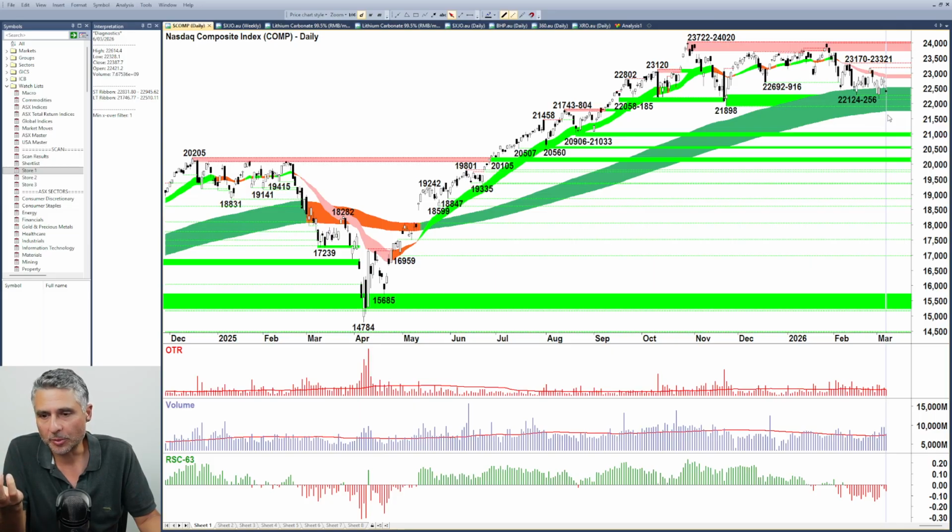We don't want to see it close beneath the long-term, did I say downtrend ribbon? Oh, that's a bit of a faux pas. Hopefully it doesn't come to fruition. The long-term uptrend ribbon, we don't want to see it close beneath there. Obviously we don't want to see that contract enough so that it starts to turn amber.